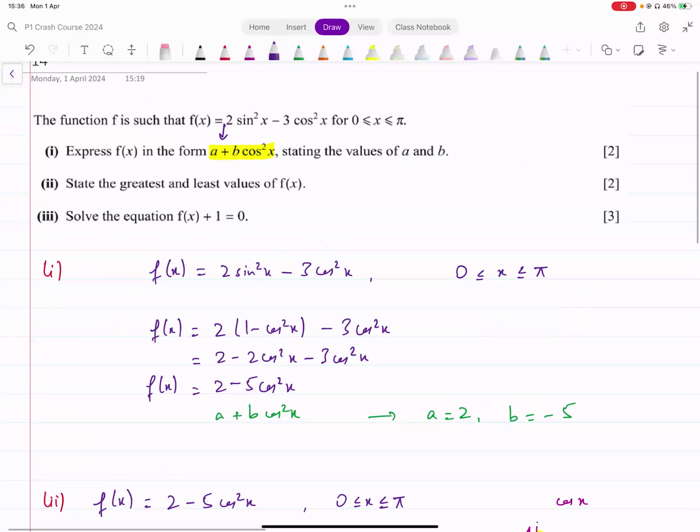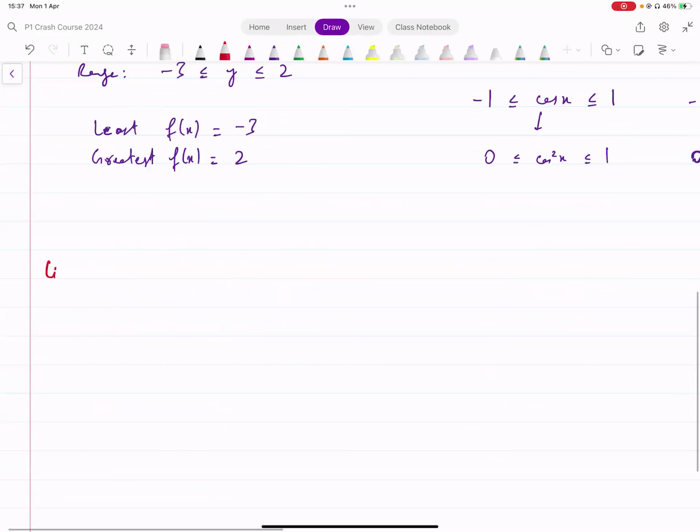Let's look at the last part. Now, the last part is relatively straightforward. We've done that in trigonometry, so I think you should be able to do that. It's f of x plus 1 equal to 0. It's just function notation used with trigonometry.